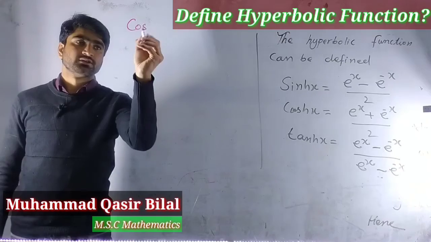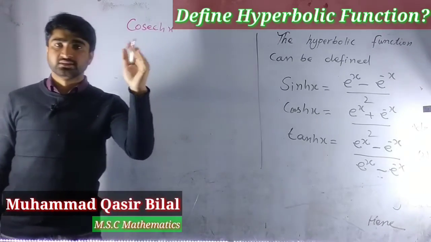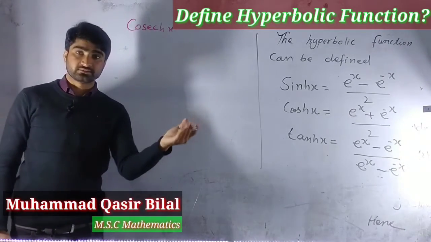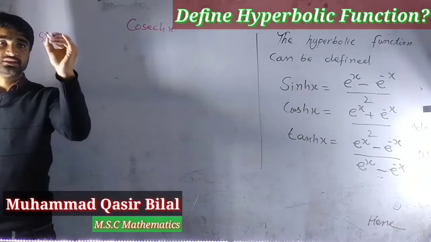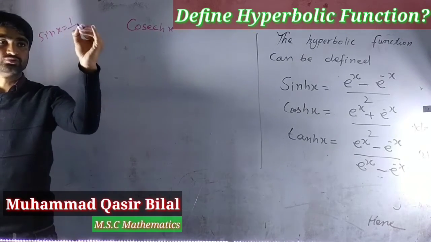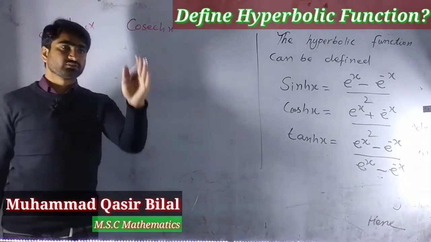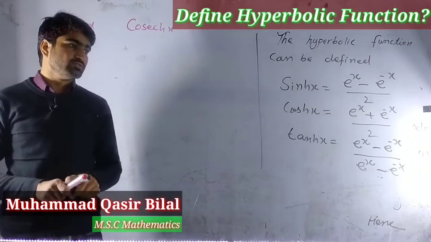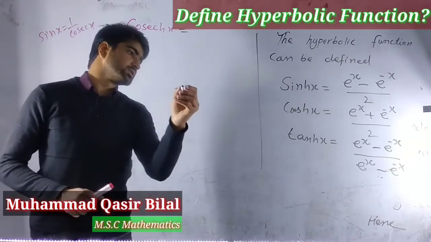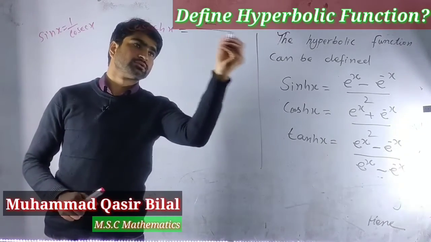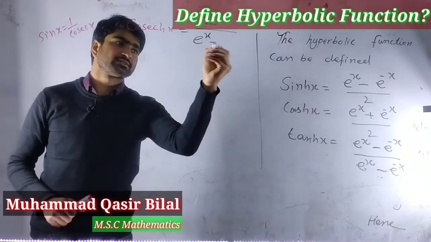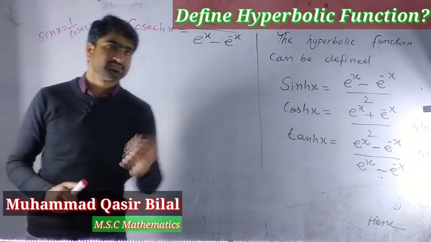cosecant hyperbolic x is the inverse of sinh x, as we know that sin x is equal to 1 over cosecant x. So cosech x is equal to 2 over e raised to power x minus e raised to power minus x.